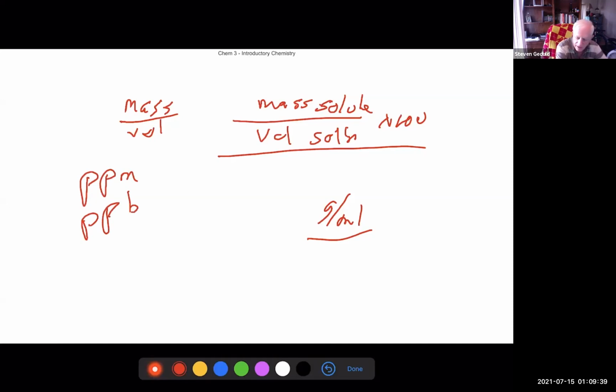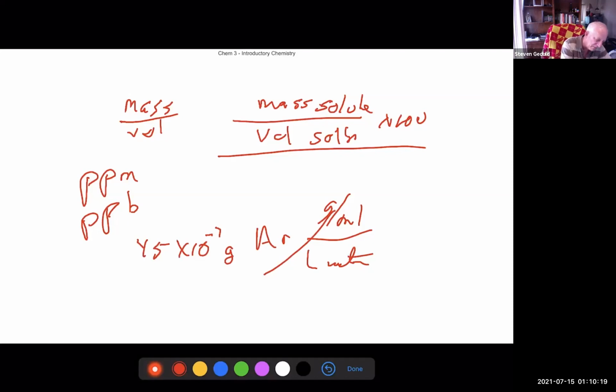So if you're dealing with, let's say, arsenic contamination in your drinking water, and you're allowed to have a certain amount before it becomes harmful, say we measured it out and it's 45 times 10 to the negative 7 grams of arsenic, per, let's say, liter of water.